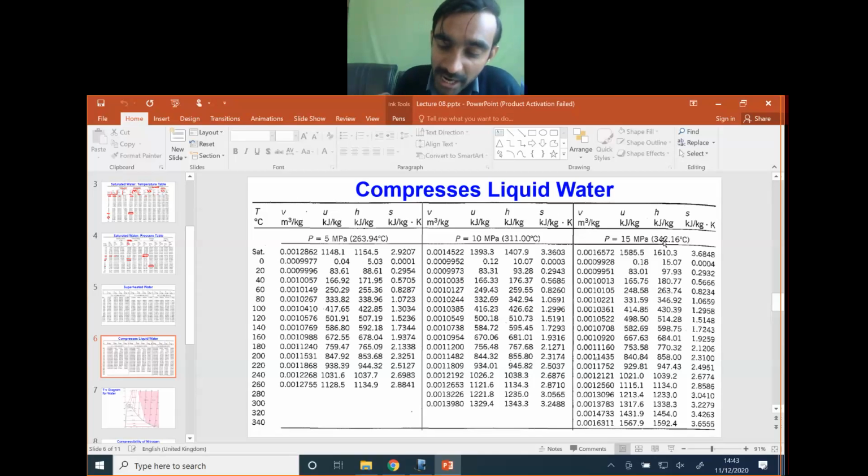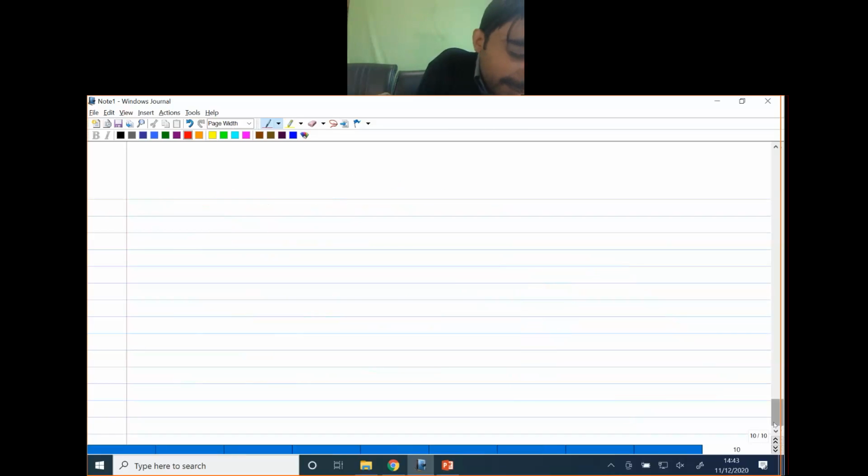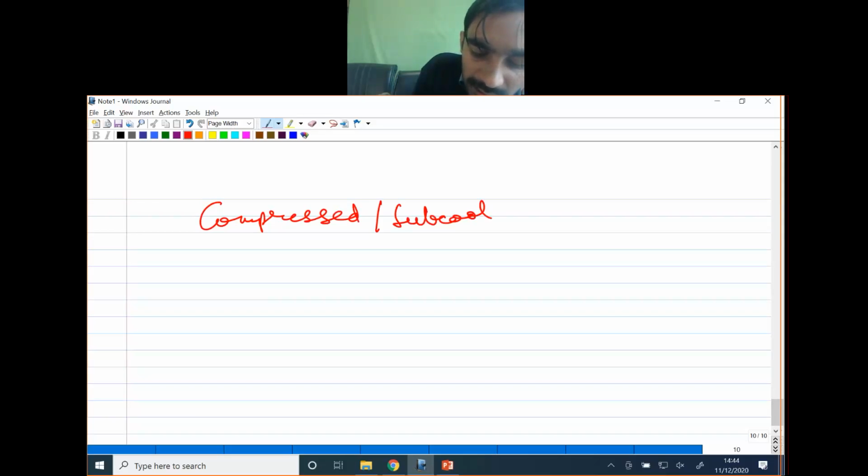Now one important point I would like to tell you all, particularly in terms of the compressed liquid state, is that many of the times we will find a situation, either in your exams or when you go for the competitive exams, where compressed tables are not available. Okay, so compressed or subcooled property tables are not provided.